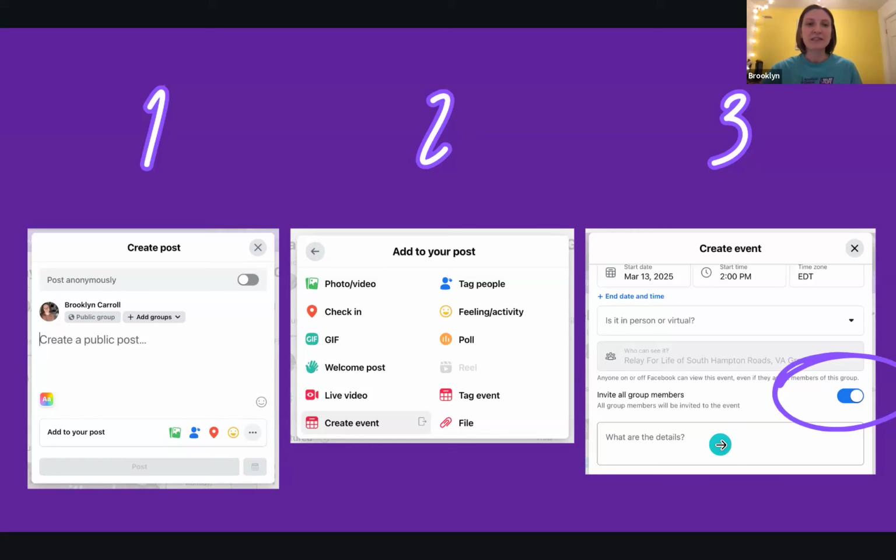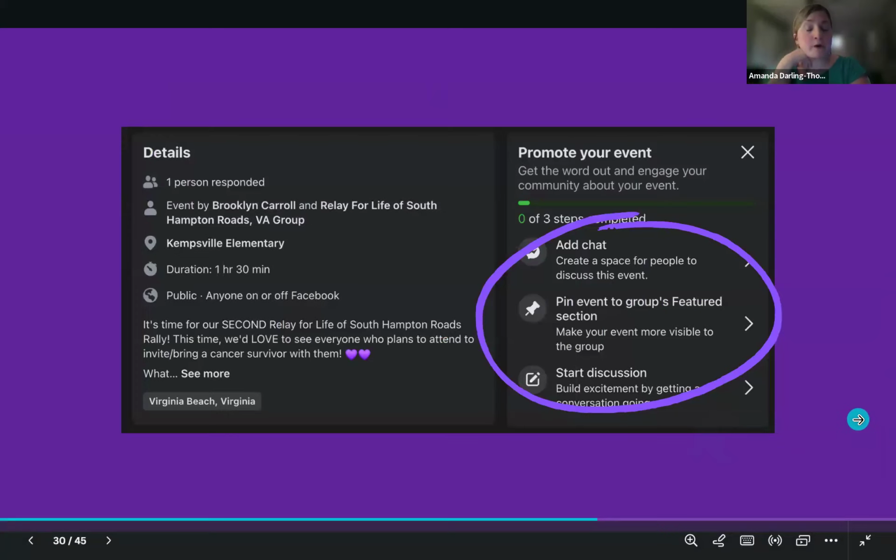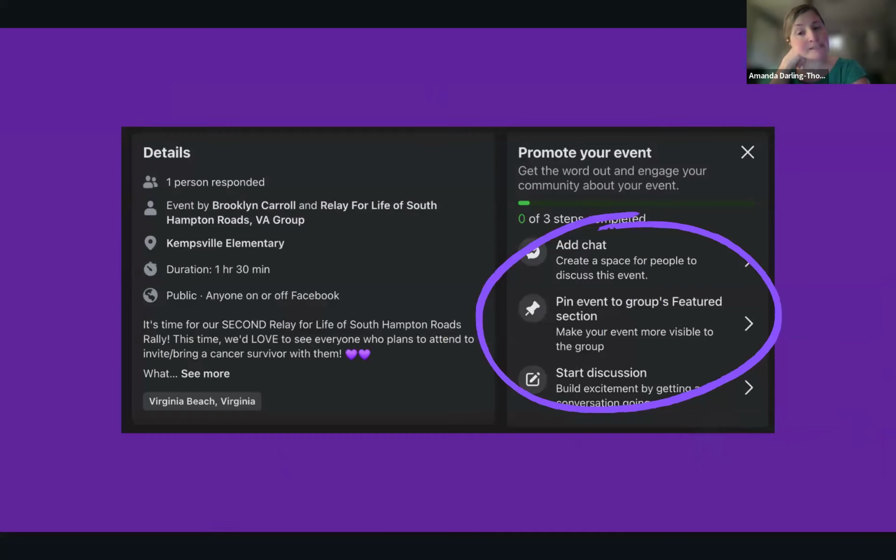Let's see, next slide, please. Brooklyn, before we go on, that view you were just talking about, was that in desktop or mobile? Desktop. That's kind of what I do it from when I'm working.